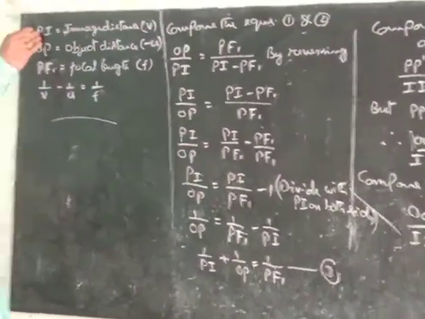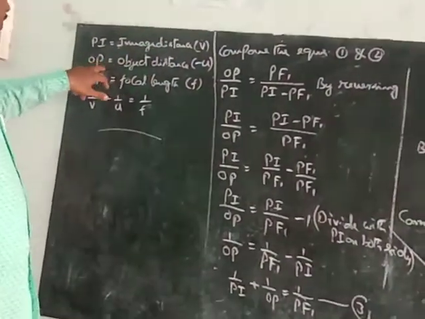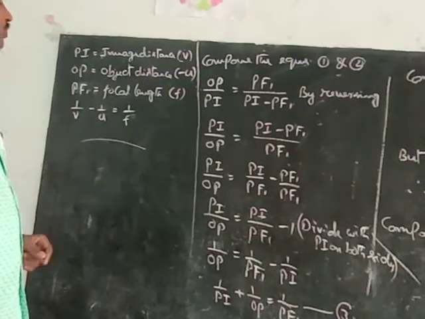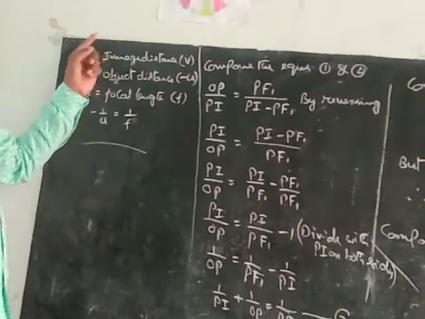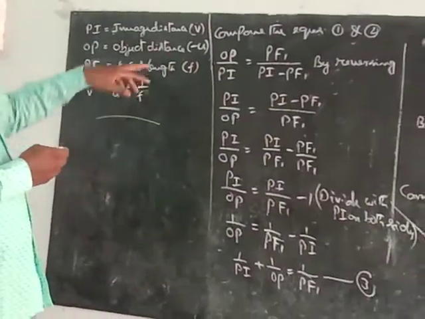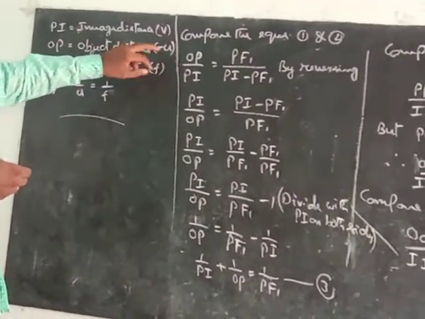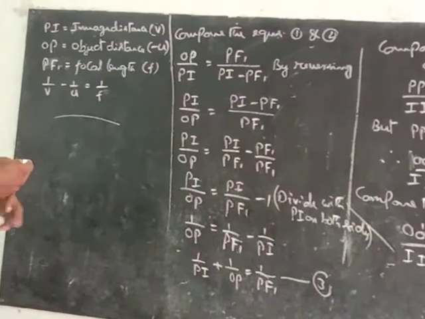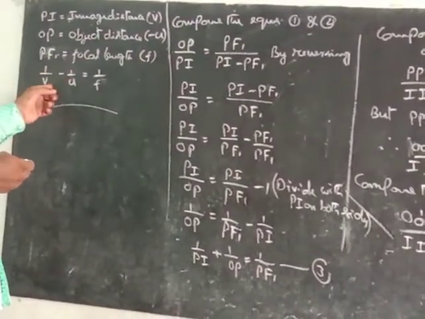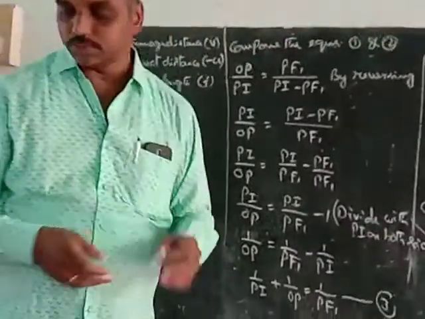What is P I? Image distance. This is positive V. O P means object distance. Why is it taken as negative? Object distance means the distance measured from the optic center to the object, but this is opposite to the direction of the light ray, so that symbol is taken as negative. P F1 means focal length of the convex lens, that is positive. So 1 by V minus 1 by U is equal to 1 by F. This is the derivation of the lens formula, 4 marks.